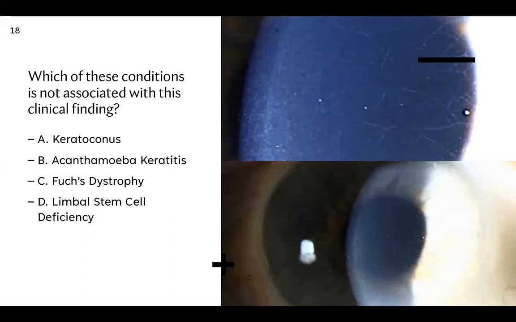Remember, this is a not, so the important thing to focus on is which of these conditions is not associated with this clinical finding. One of these four does not show you this clinical feature when examined under the slit lamp. The right answer is LSCD, limbal stem cell deficiency. The majority got it right. What we are seeing are enlarged corneal nerves, which is obviously seen in keratoconus and in some cases of Fuchs. Also in acanthamoeba perineuritis, we can see these thickened corneal nerves.